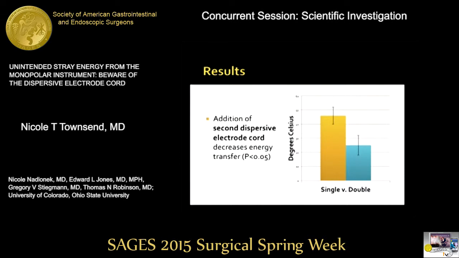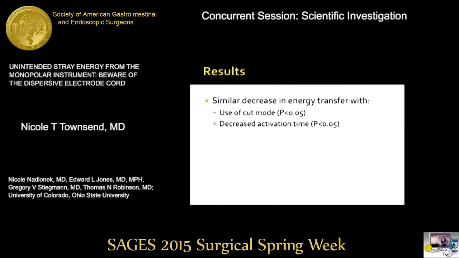The second thing that we did was to add a second dispersive electrode, or grounding pad. The simple addition of a second grounding pad dramatically decreases the amount of energy transfer and therefore the amount of heat. We further looked at various uses of power in the generator, and if you use cut mode instead of coagulation mode, as well as looking at activation time, using 5 seconds of activation time versus 15 seconds of activation time, we saw similar decreases in energy transfer and therefore decreased heat in the tissue.